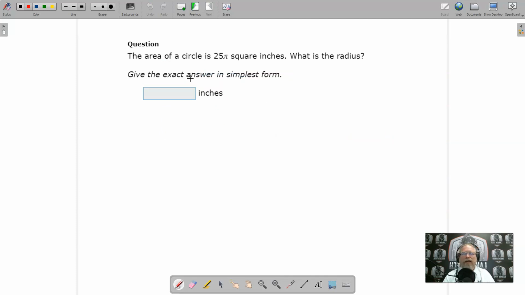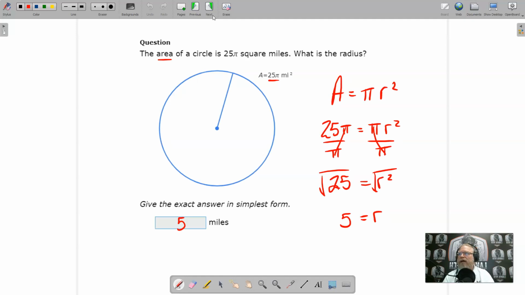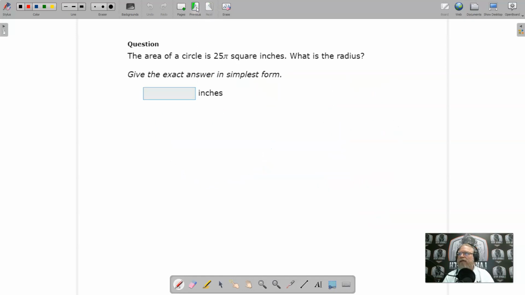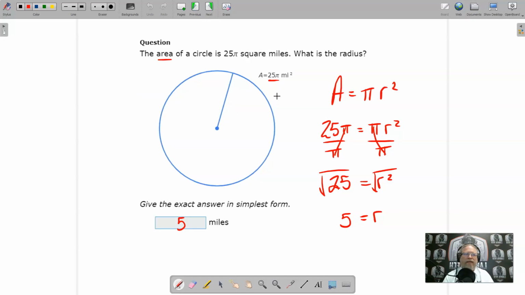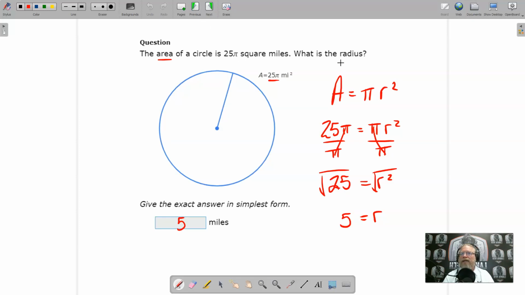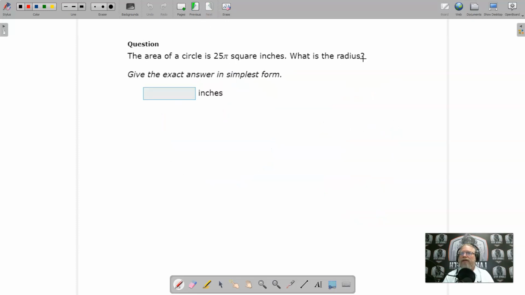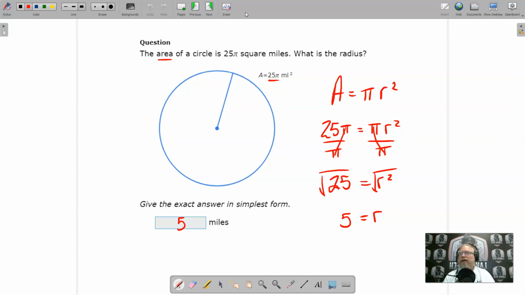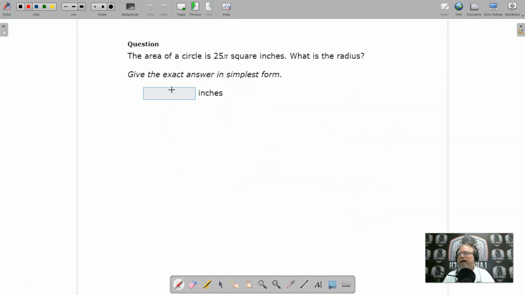Final question. Again, they take the image away, but that's okay. I think they just asked the same one. Area. What's the radius? It's the same question, just in a different form, right? The area is 25 pi square inches. Miles, inches, same difference, right? And they want to know what is the radius. So on this one here, we're going to get that same answer. The answer is still going to be 5.